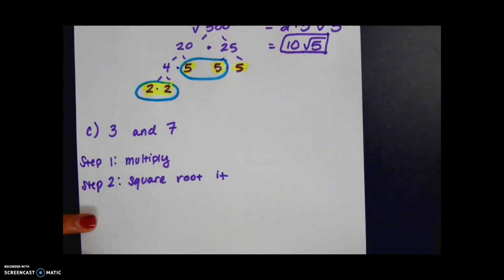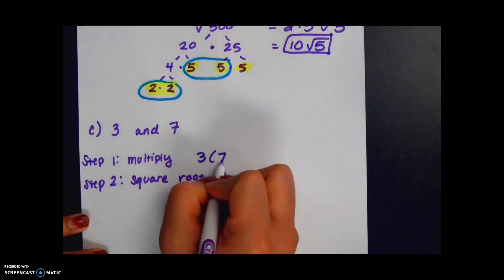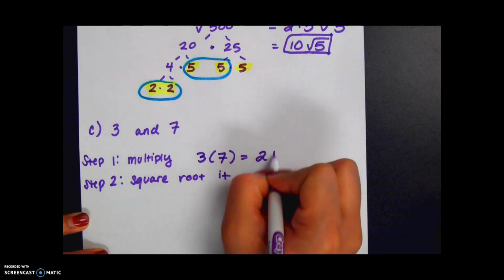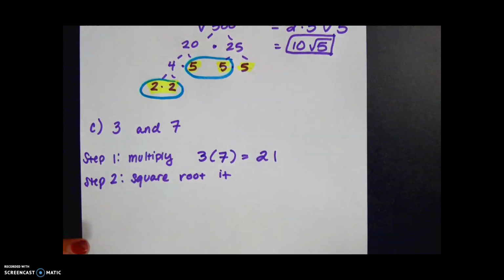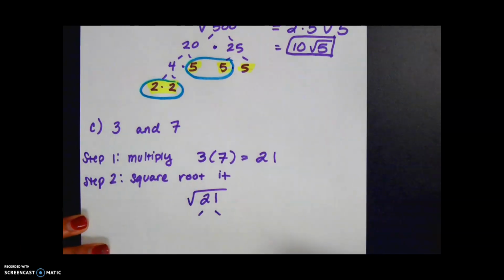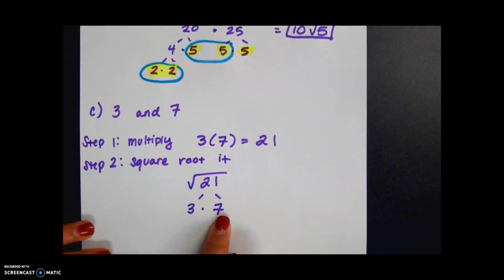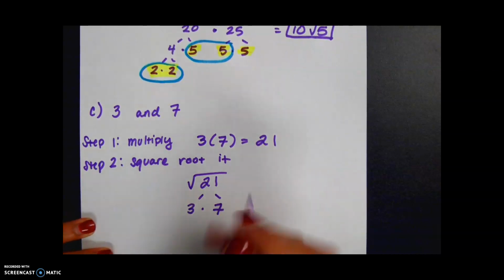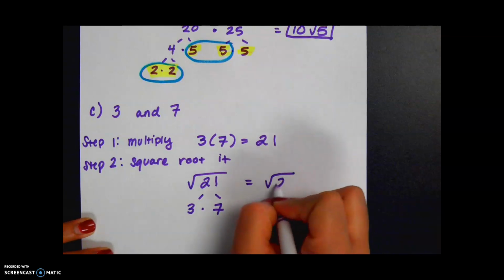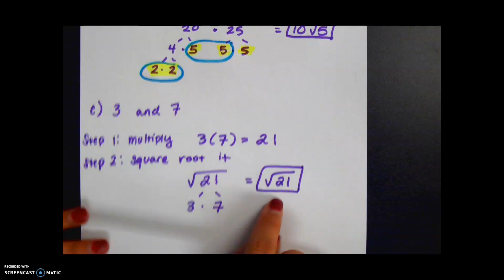All right, 3 and 7. All I'm going to do is multiply those two numbers. And I get 21. Then I'm going to square root that number. Square root of 21. I can't think of any other numbers that will multiply to give me 21, so I've still got 3 times 7. I have no pairs here, so I don't have anything to pull out of the radical symbol. It's already as simplified as it can be. My answer is square root of 21.